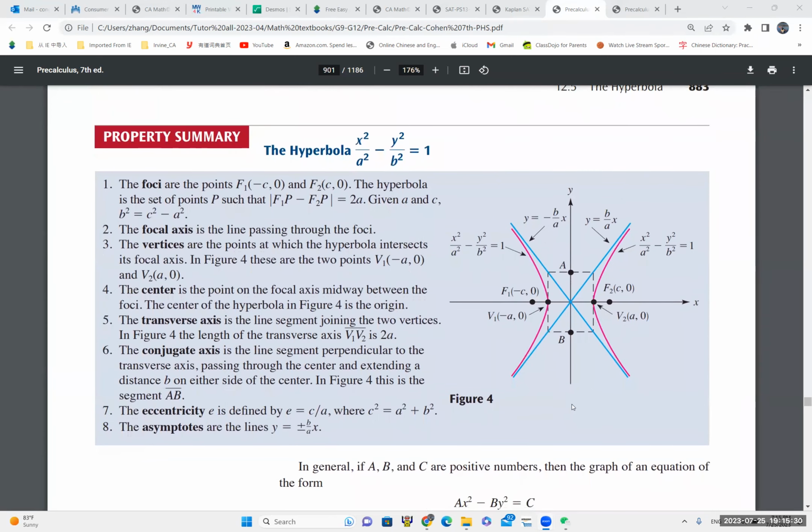Now here is the summary. Hyperbola standard form, like this. The foci are the points negative or positive c, 0, such that F1P minus F2P equals 2a. The focal axis is a line passing through the foci. The vertices are where the hyperbola intersects the focal axis. As mentioned here, V1, V2.